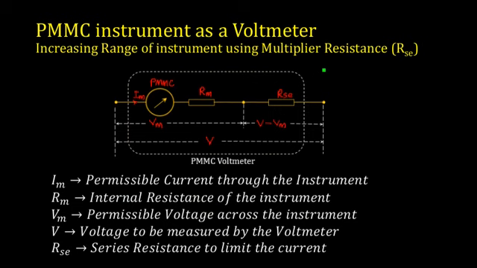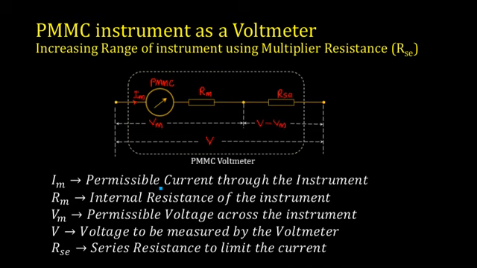Now the PMMC instrument can also be used as a voltmeter. While using it as a voltmeter, what you need to do? Already the PMMC instrument is able to have some minimum value of voltage across it, depending on the resistance value. The extra voltage has to be shared with some other resistance, which is known as the series resistance or multiplier resistance.